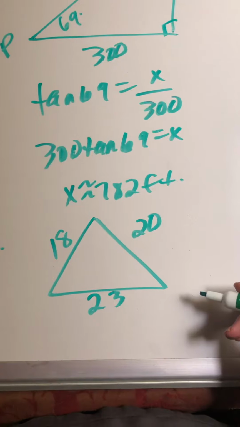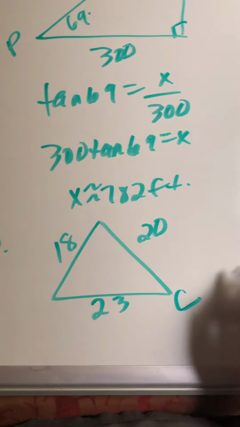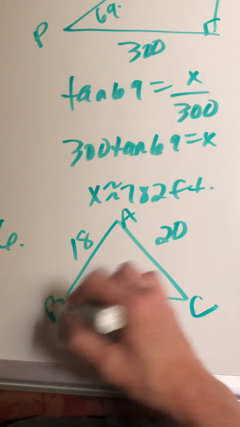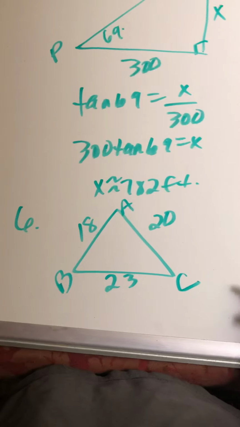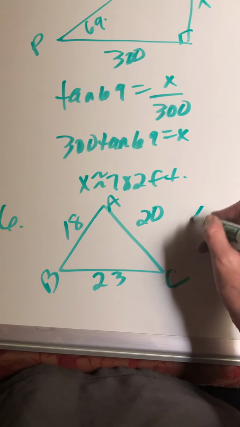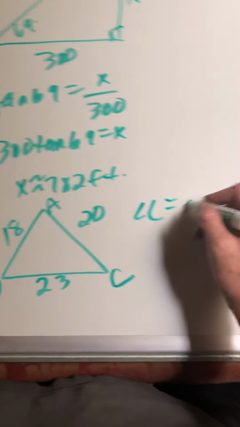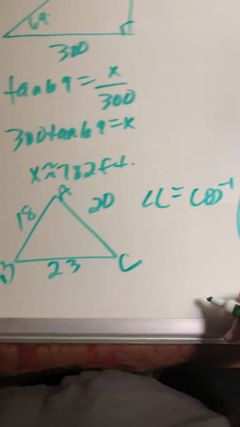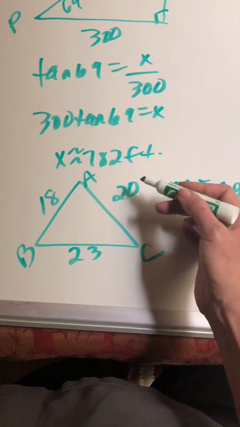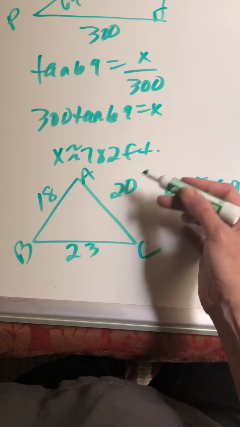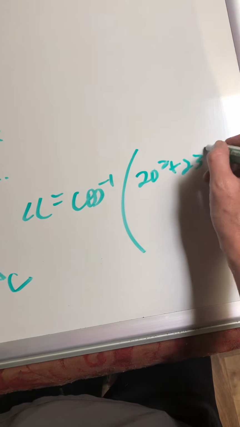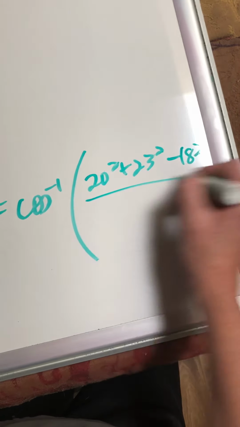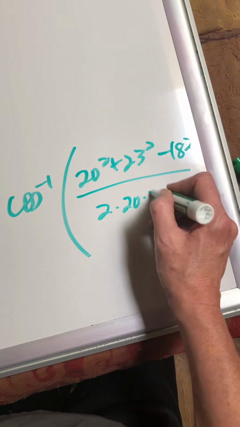Okay, but here we want angle C, which here's angle C, there's angle A, and here's angle B. So law of cosines, if you're looking for an angle measure, this is what you do. So if I want angle C, which is what I'm asked for, I'm going to do an inverse cosine of a lot of stuff. And that stuff are the sides. So we look at the sides that surround angle C. The sides are 20 and 23. So 20 squared plus 23 squared minus 18 squared, all over 2 times 20 times 23.